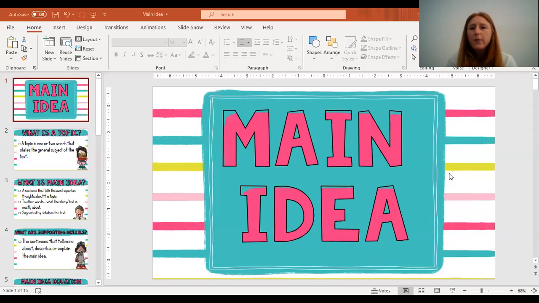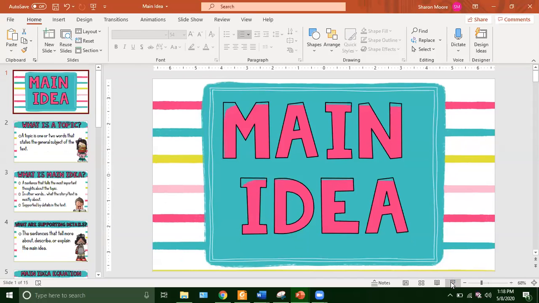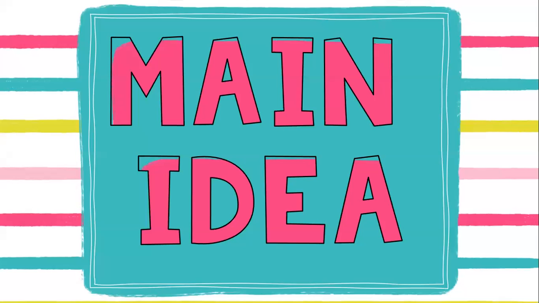All right, boys and girls, today we're going to be talking about finding the main idea of a text. And we're going to be doing that with a familiar text that we've read called Saving Snow Leopards. All right, so let's take a look at our PowerPoint for this week. So the first thing we're going to talk about is the topic of the text.